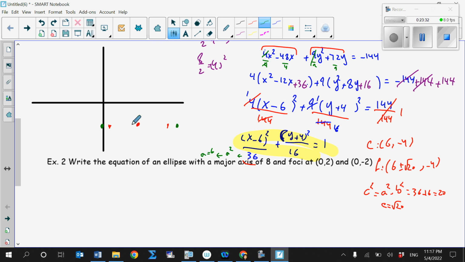Now the co-vertex points, we need to go b up and b down. What is b? b squared is 16, that means b is 4. So we need to go 4 up and 4 down. So 4 up will be here, 4 down will be almost here. So this will be the graph of the ellipse.